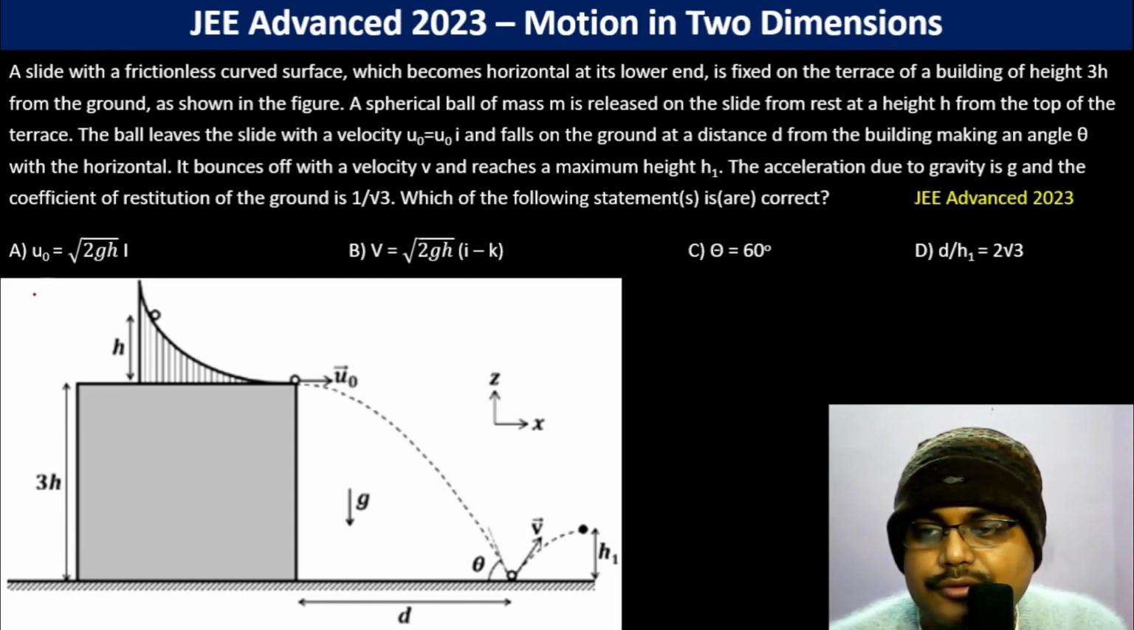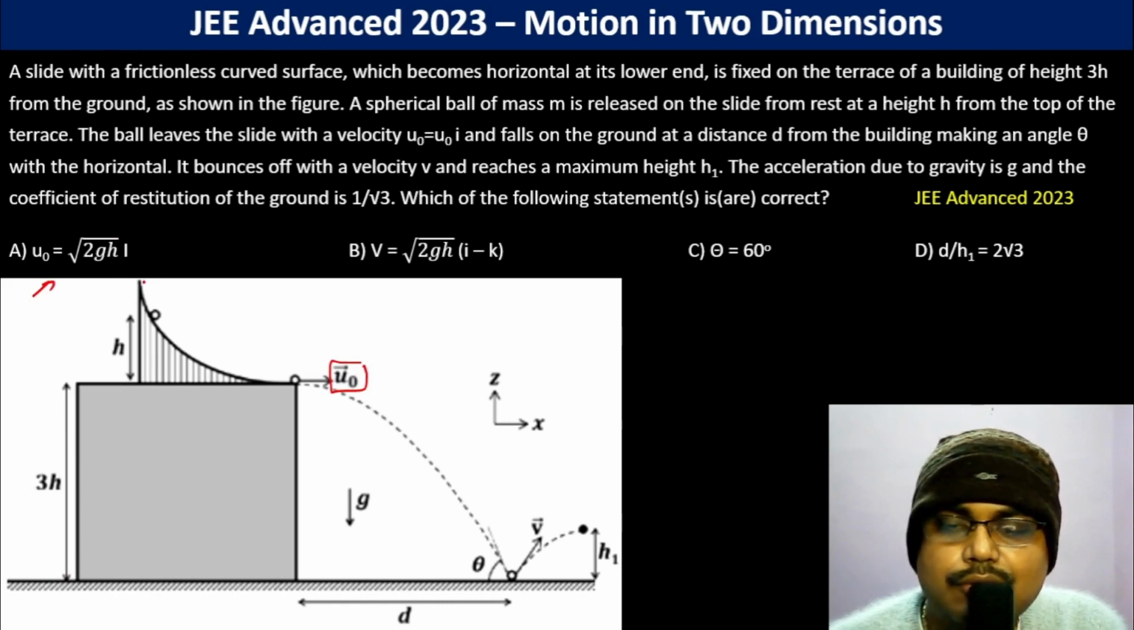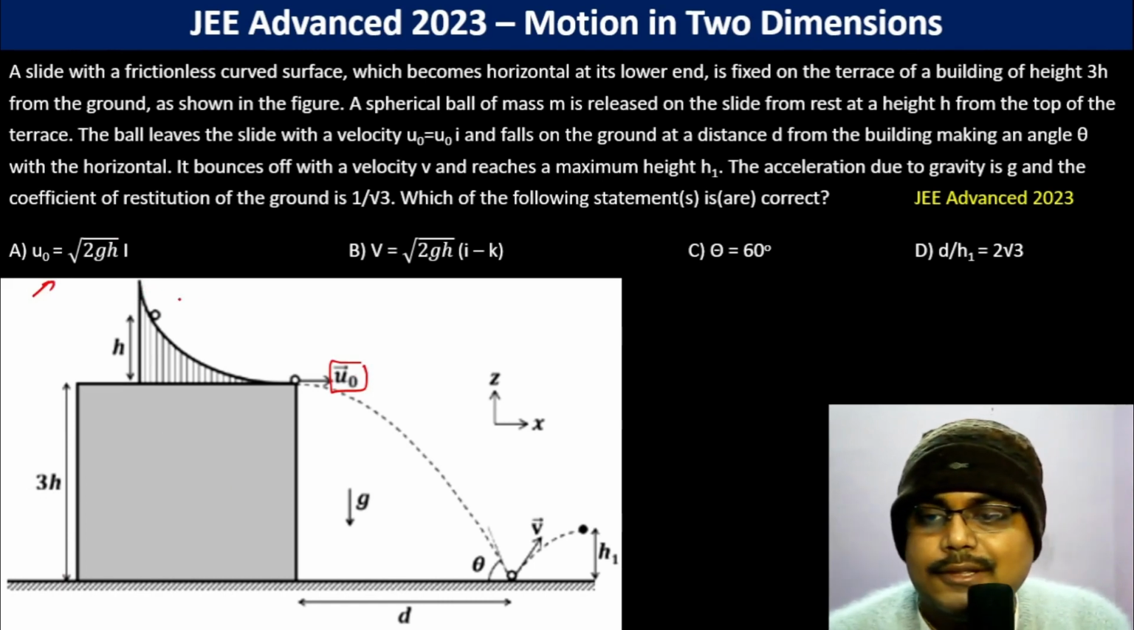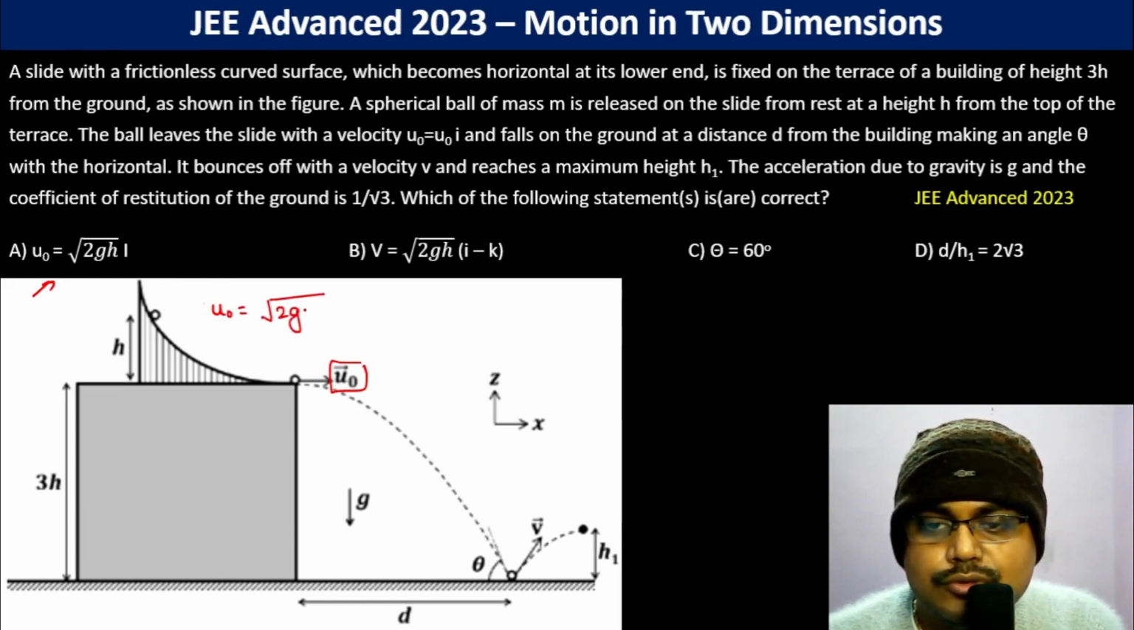Now let us find u naught. Using energy conservation, half m u naught square is equal to mgh. So u naught becomes simply root over 2gh i cap. So yes, option 1 is correct.